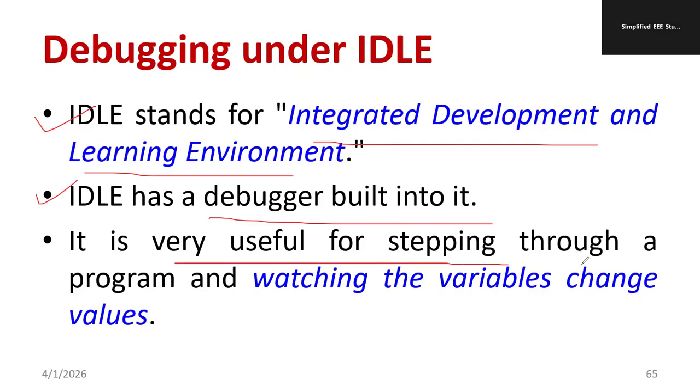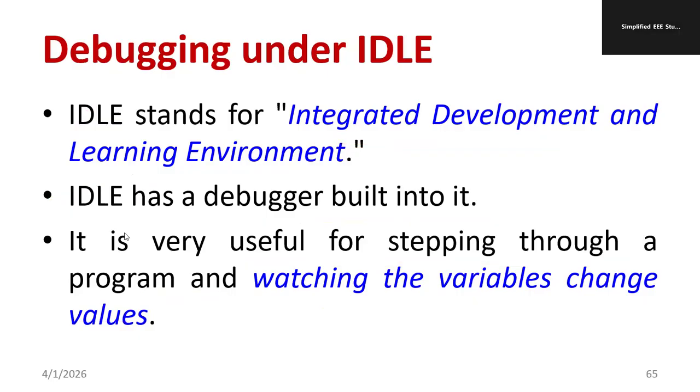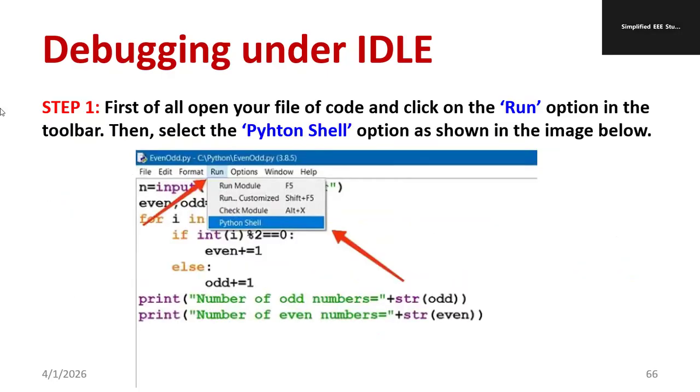Moreover, it is useful for stepping through a program and watching the variable changes and values every time. Whenever we change the values of a variable, it keeps on updating, and that we can observe in this particular compiler. You can execute a simple program and verify it once. So there are certain steps you have to follow.